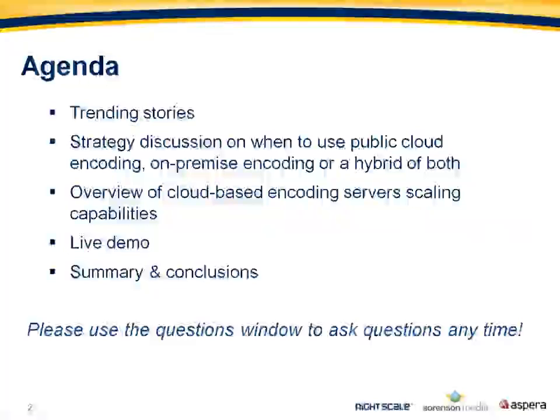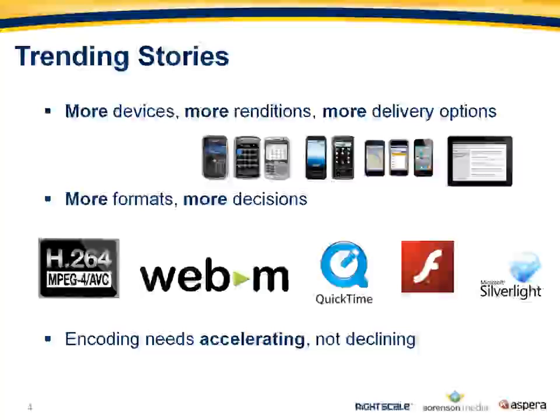On to the next slide. We'll be covering these agenda points today. We'll basically be looking at the trends in video encoding and what's happening in terms of the context of video encoding today. Then we'll go into a strategy discussion on when you should be using a public cloud or on-premise encoding, or maybe a hybrid of both is another strategy to consider. Then we'll move from there into looking at how cloud-based encoding servers can scale and the capabilities associated with that. Then Mike Flathers will take us through a live demo, and then we'll take your questions at the end with summary and a live Q&A.